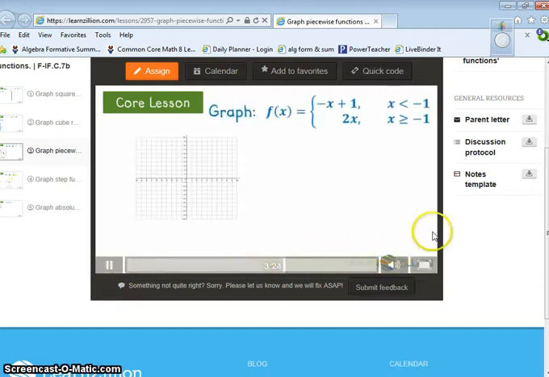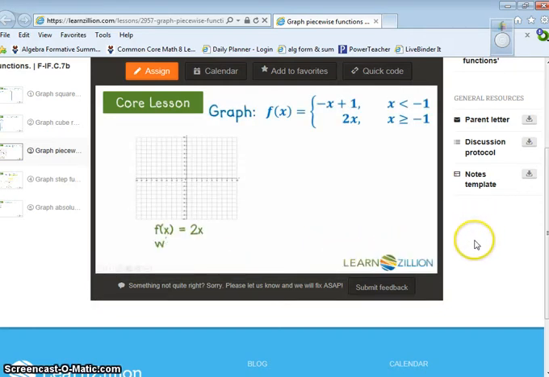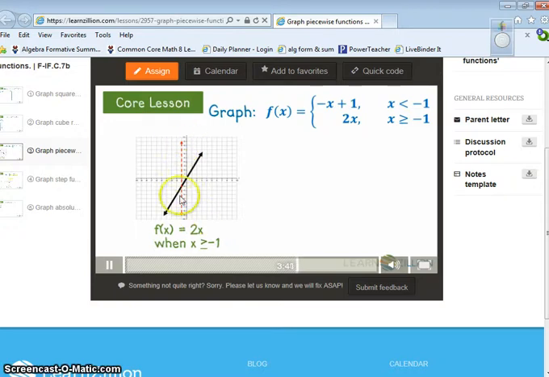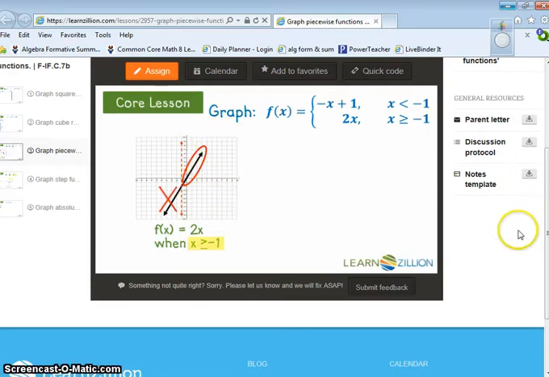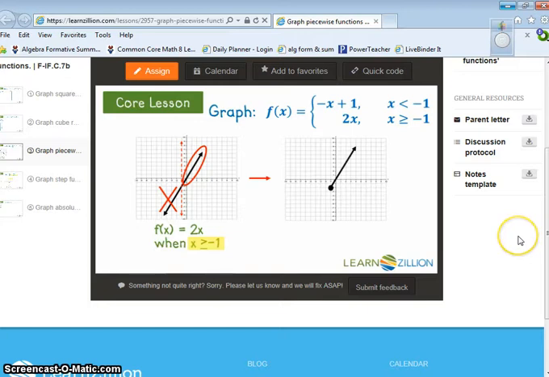We want to graph the second part of this function, which is f of x equals 2x when x is greater than or equal to -1. There is the line f of x equals 2x. There is where x equals -1. We want the part that is greater than -1, which is this part of the line. And we do not want that part. So that yields us a graph that looks like this.